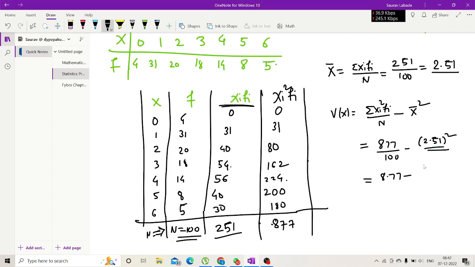Okay. Yeah, so what is the square of 2.51? Just find that, okay? And then your answer will be 2.46. Okay? So that is my variance of x.